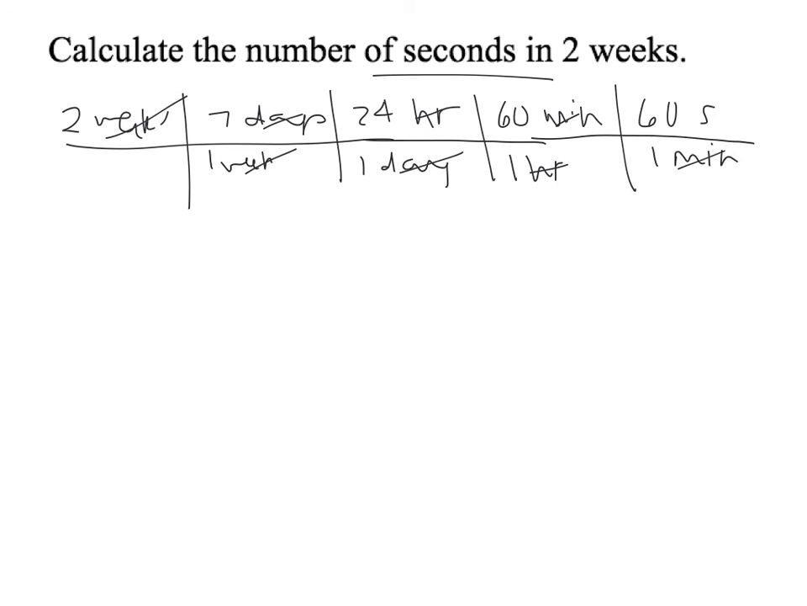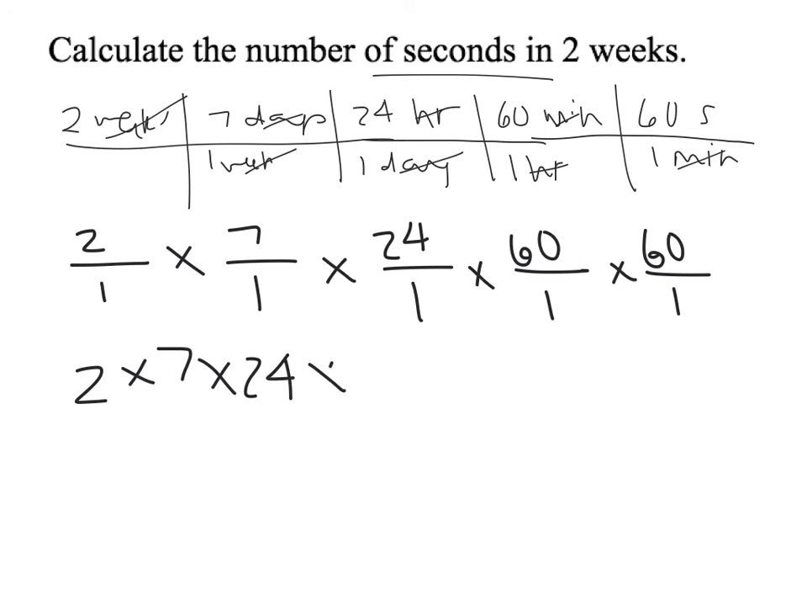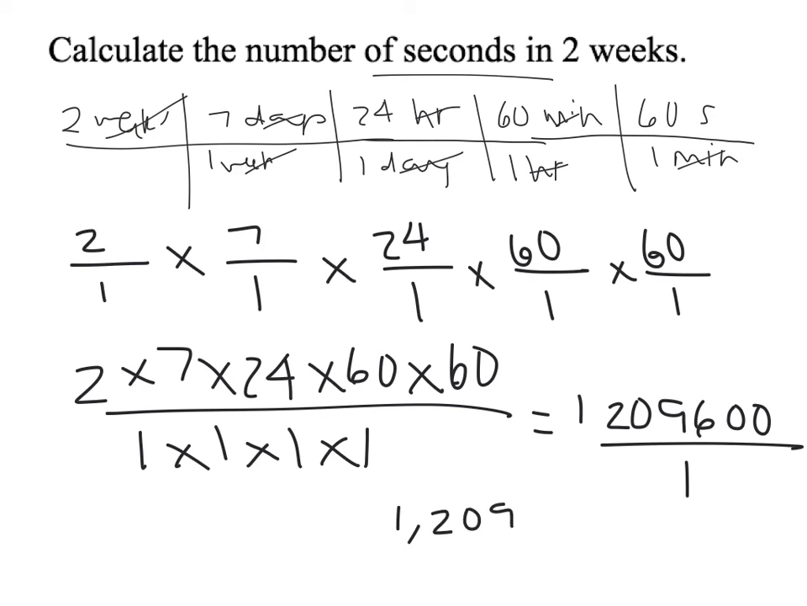So if you're confused about what I've written, this is the same thing as saying 2 weeks over 1 times 7 over 1 times 24 over 1 times 60 over 1 times 60 over 1. This is the same thing. I just like to simplify it with boxes. So we'll be left with 2 times 7 times 24 times 60 times 60 all over 1 times 1 times 1 times 1, which is going to equal 1,209,600 over 1, which is just 1,209,600 in units of seconds.